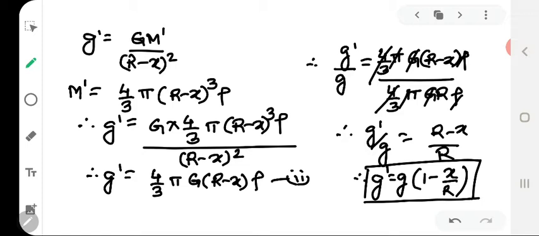So if x is equal to r, this means if we go to the center of the Earth, then G dash will be equal to 0. So obviously, with the study of the previous case, when the value of acceleration due to gravity was varying with altitude, and now when we have studied the variation of acceleration due to gravity with depth, we have understood that the value is maximum at the surface of Earth.